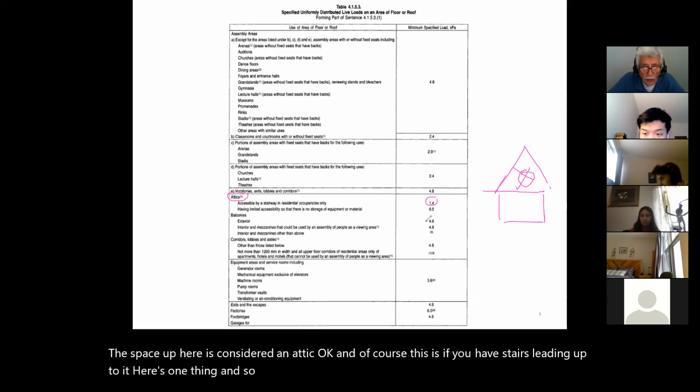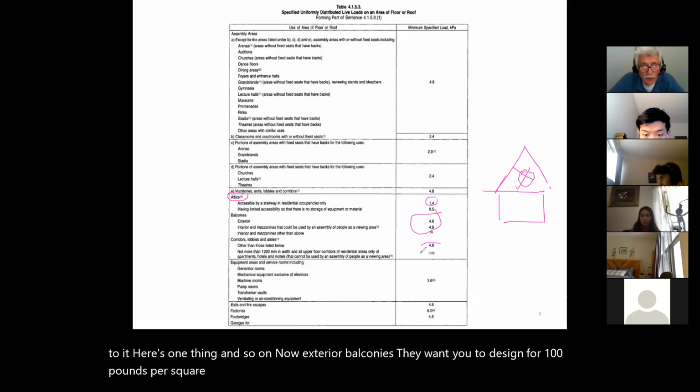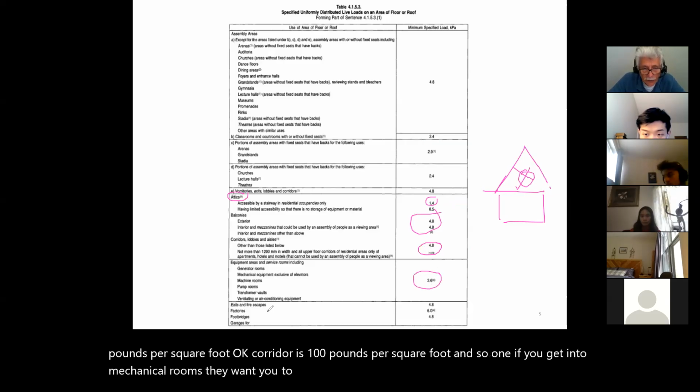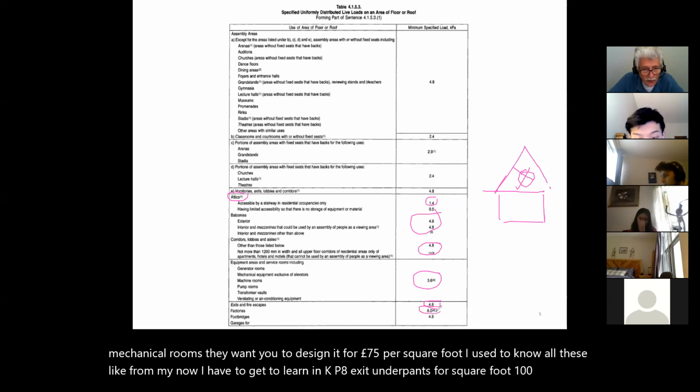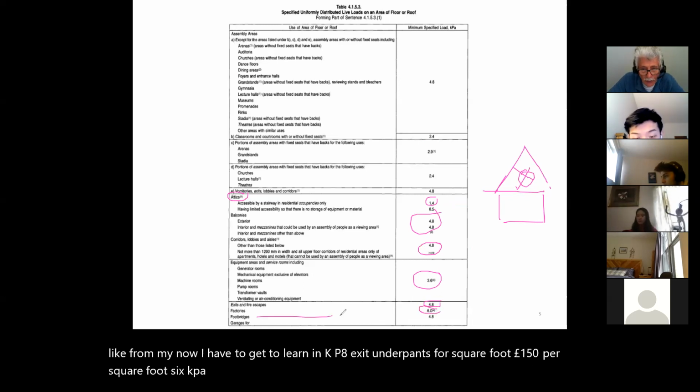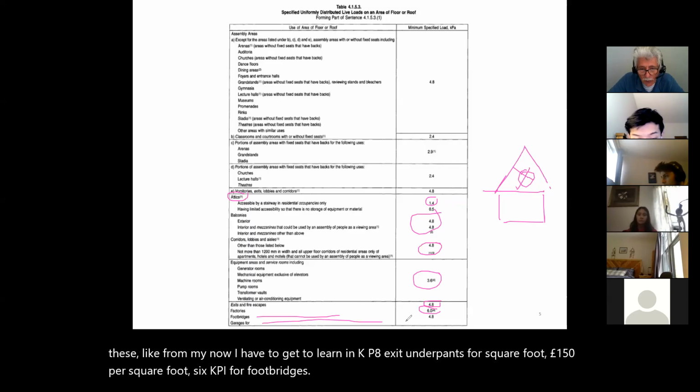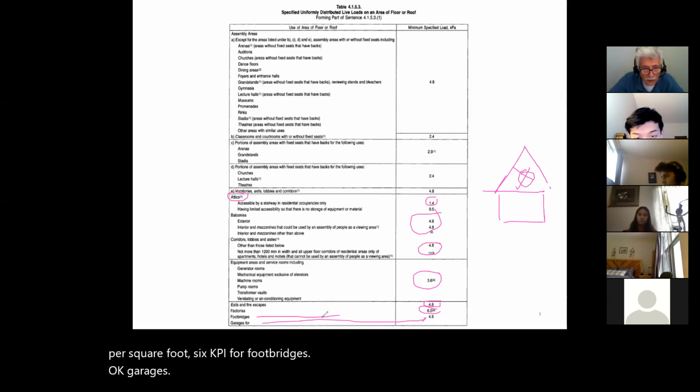Now, exterior balconies, they want you to design them for 100 pounds per square foot. Corridors, 100 pounds per square foot, and so on. If you get into mechanical rooms, they want you to design it for 75 pounds per square foot. I used to know all these from before, now I have to learn them in kPa. Exits, 100 pounds per square foot, you understand? 150 pounds per square foot, 6 kPa for footbridges. Okay, garages, 4.8 kPa.